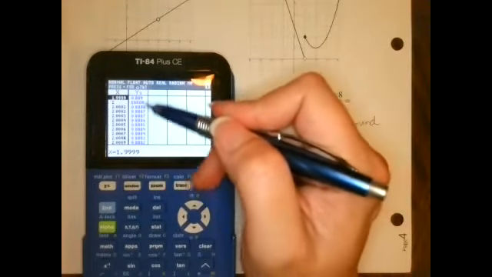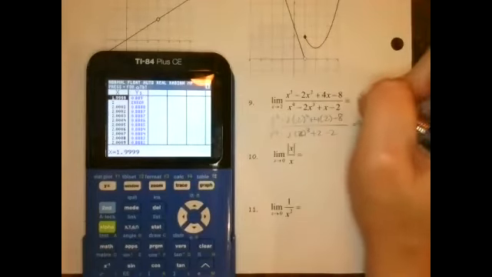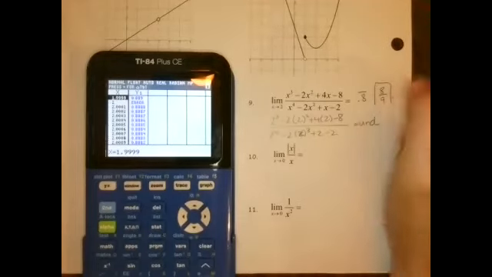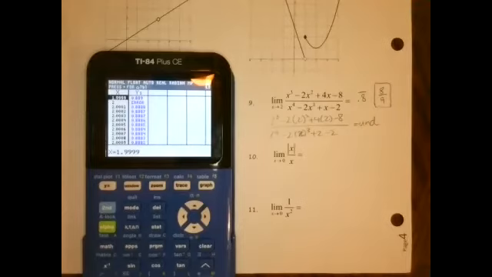So all of these values are 0.8 repeating really, which is 8/9. So that would be my limit as x approaches 2. It is getting closer and closer to that 8/9.